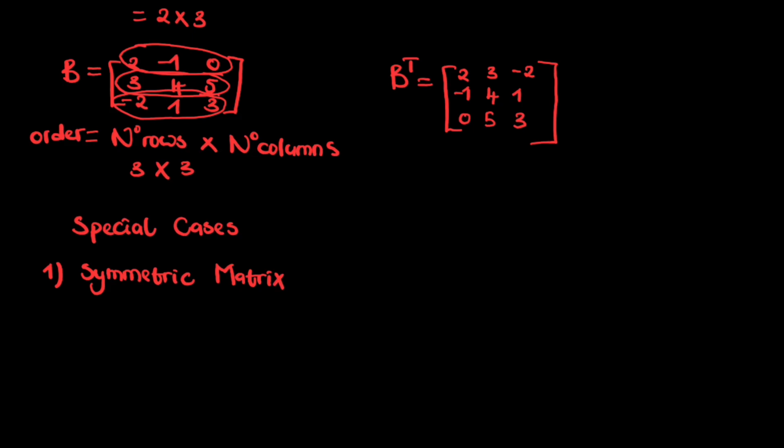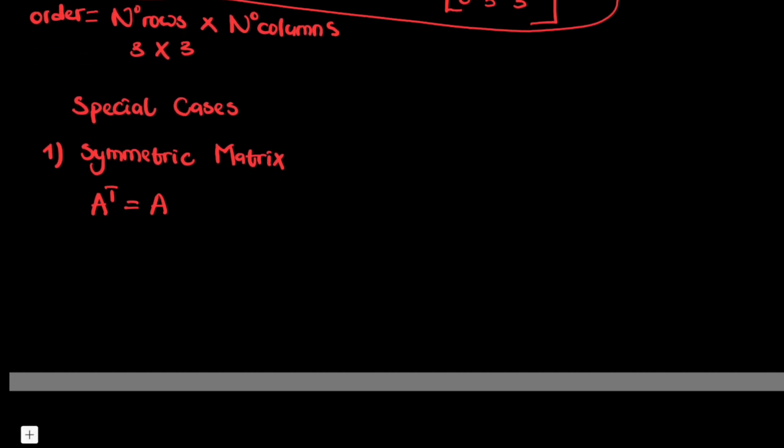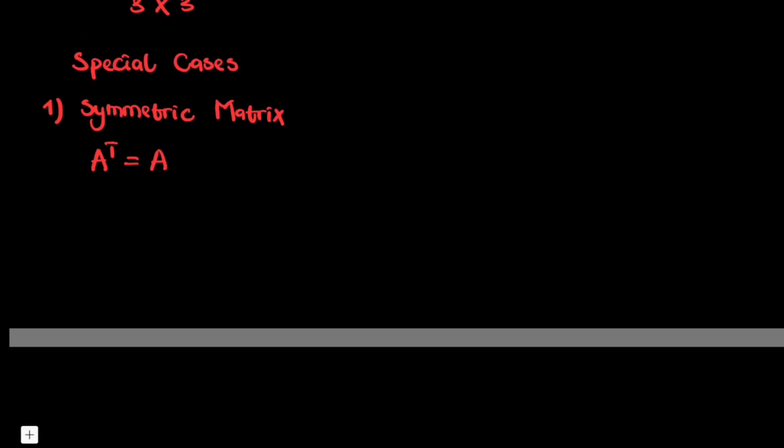So a matrix is symmetric if the transpose is equal to the original matrix. Like in this case that we had for B and B transpose, the matrix will be symmetric if our B was the same as our B transpose. Okay, so let's have an example. Let's say we have C is equal to [1, 2; 2, 3].